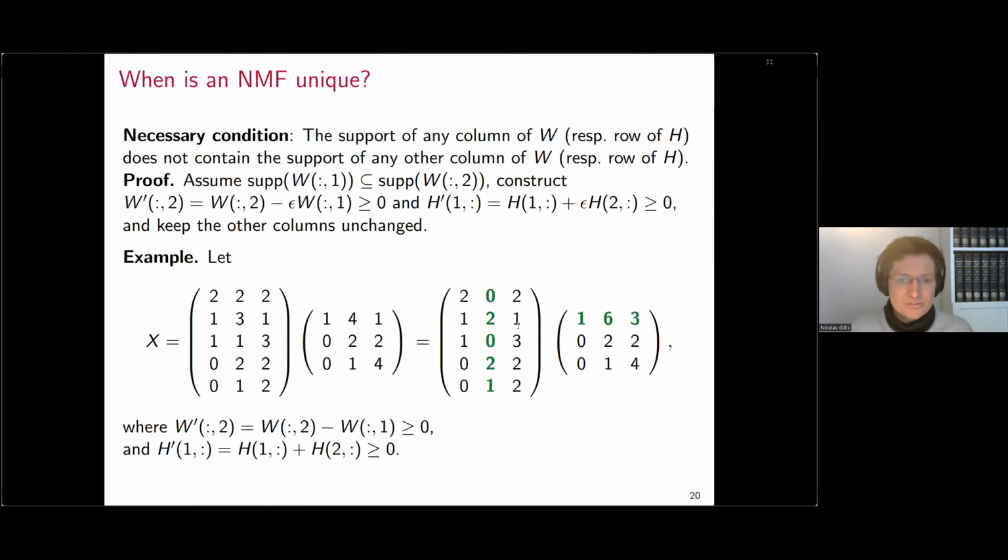So this is nice because this is very easy to check. Once you compute an NMF, you can check this support condition. If it's not satisfied, then you know your solution is not unique, and you may want to add prior information like sparsity priors or other types of priors to get uniqueness.